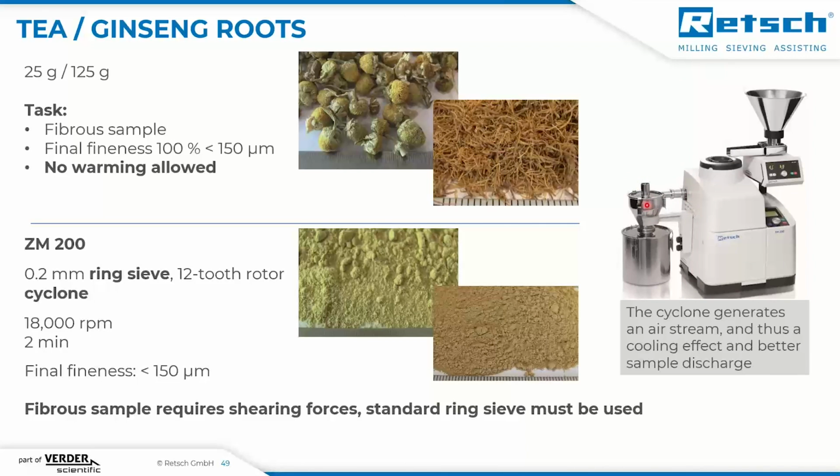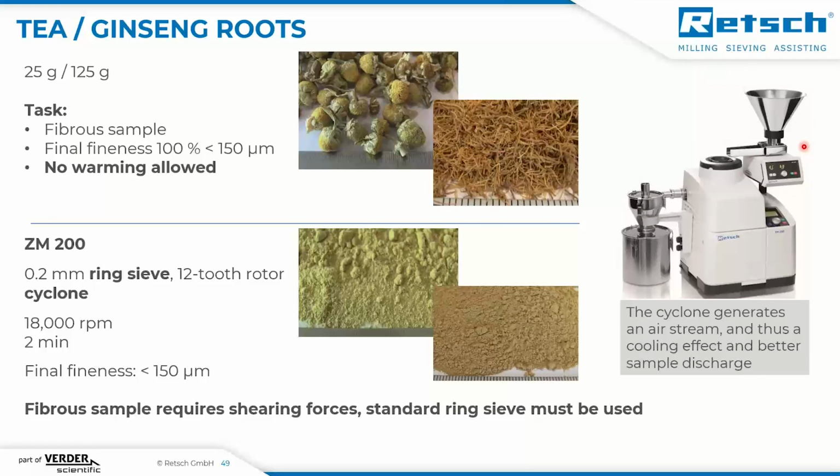The sample and the air are separated. The air is just going into the vacuum cleaner, and the sample is collected in the collecting receptacle. And this airstream helps to discharge the sample from the grinding chamber. And of course, you have a cooling effect by the airstream, like a cold wind.